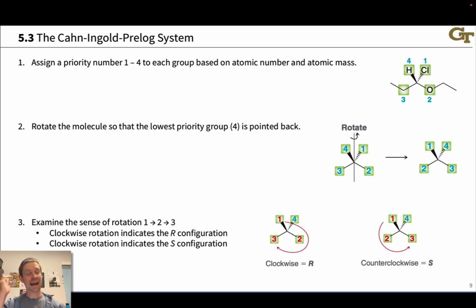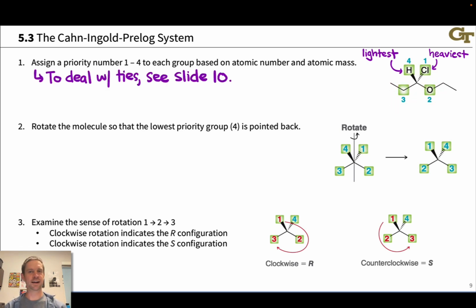More specifically, in the first step, we're going to assign a priority number, 1, 2, 3, or 4, to each group, and that's based on its atomic number and atomic mass. So the highest priority group gets the number 1, and this is the heaviest atom or group. The priority 4 group is the lightest, if we're looking at that atom that is directly connected to the stereocenter. So H being the lightest gets priority 4, Cl being the heaviest gets priority 1, oxygen is lighter than chlorine but heavier than carbon, and so oxygen gets priority 2, and the carbon priority 3. For ties, we're going to deal with ties on the next slide.